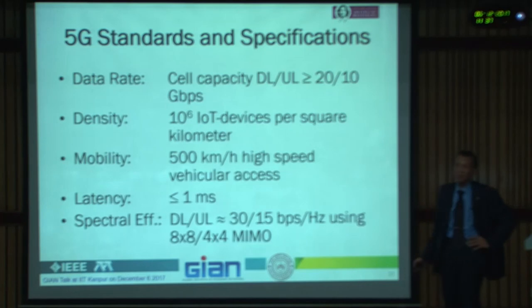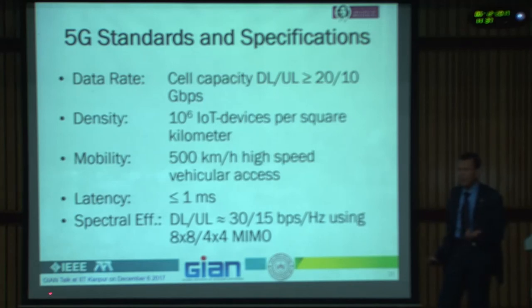It could be a sensor measuring the bridge health. So you will have everything. Therefore, they now call it an IoT device, to say it could be anything, which communicates with the base station. And now you can imagine in a square kilometer, the target is 1 million of such sensors and laptops and so on. The mobility, the targeted mobility, of course, you can take the train.